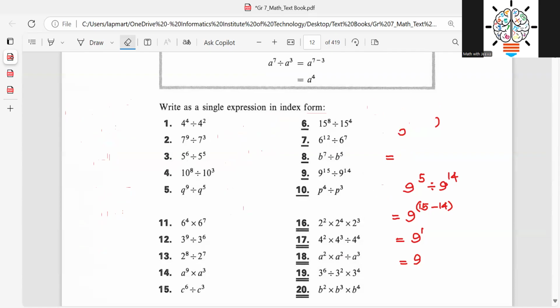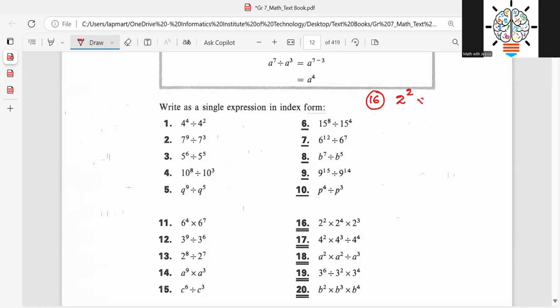Then I have question number 16. From question number 16, children, you have division and multiplication. It's a mixture, right? If I take question number 16, you have 2 to the power 2, 2 to the power of 4, and 2 to the power of 3. So you have 2 to the power of 2 plus 4 plus 3. The answer: 2 plus 4 is 6, 6 plus 3 is 9, so 2 to the power of 9 is the answer, right? You have 3 items, so the 3 numbers are written in index form.